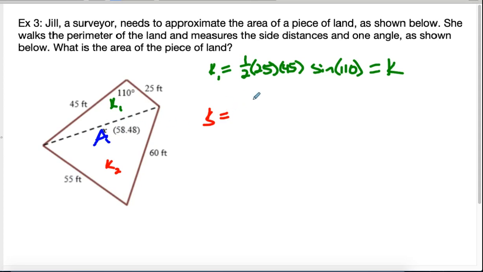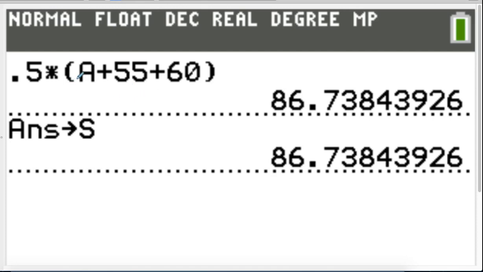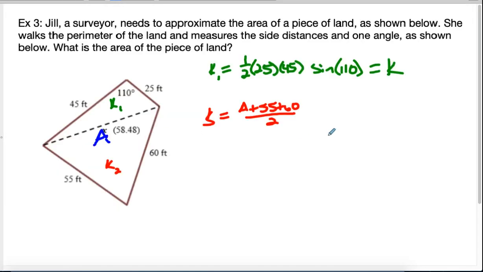Now, since we called this A, I can just say that this is A plus 55 plus 60 all over 2. And you can put that into the calculator, and we get about 86.7384. Now, I'm going to go ahead and store that as S just to make plugging this into the calculator a little bit easier, right? So I actually stored this as S.